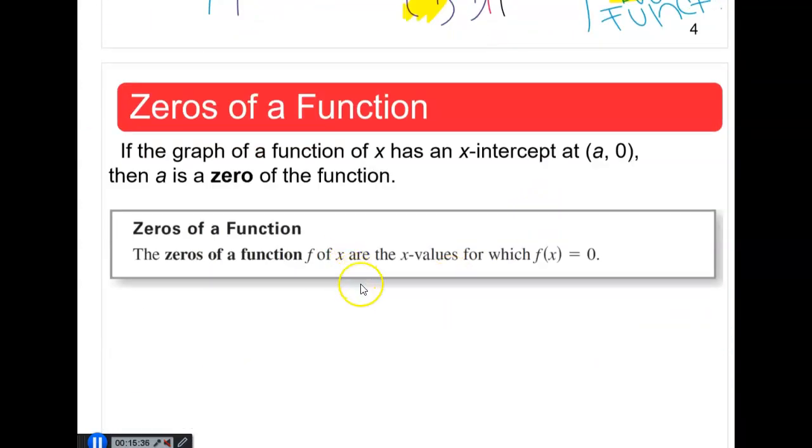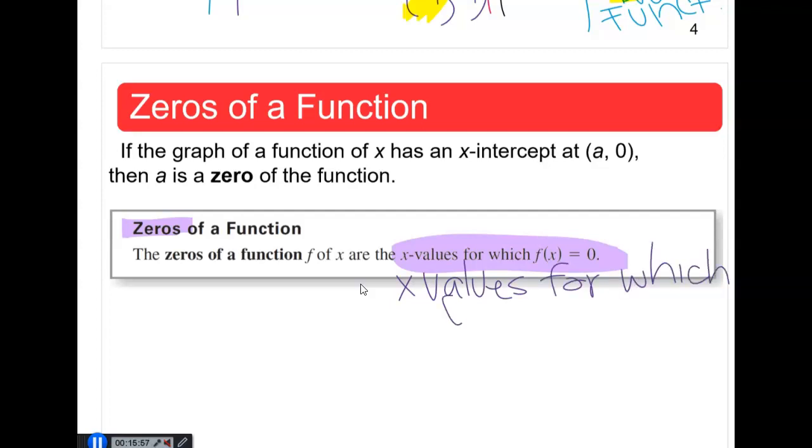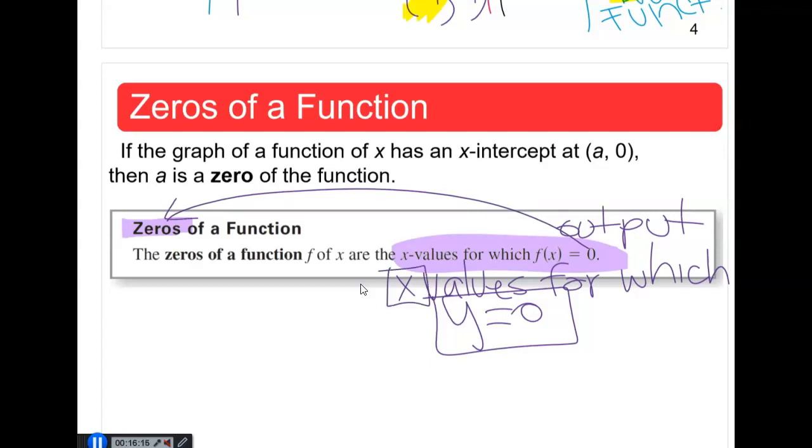Okay, next topic, zeros of a function. Here the word zero refers to the x values for which f of x equals 0. In other words, the x values for which y is equal to 0. Because the y value, or the output, is equal to 0, we call them zeros. But they're actually x values. Those x values could be numbers other than 0.